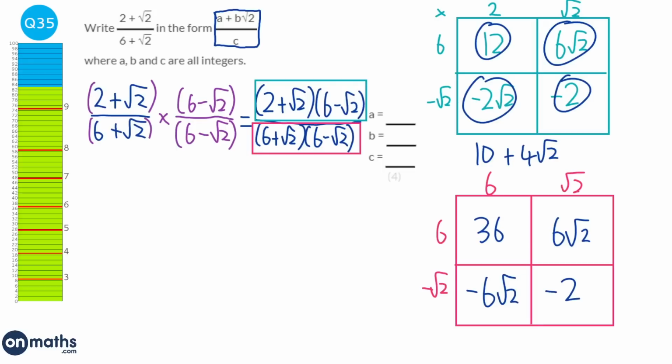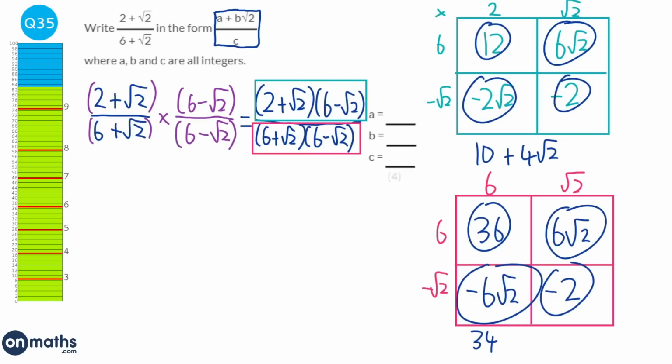And so when we add them together, we've got the 36 and the minus 2 there, so that would be 34. And then 6 root 2 take away 6 root 2 is just going to be nothing. So that actually expands to be an integer, not a surd. And that's why we picked the opposite sign, because whenever we do that, we get rid of the root 2 and we just get a nice number at the end.